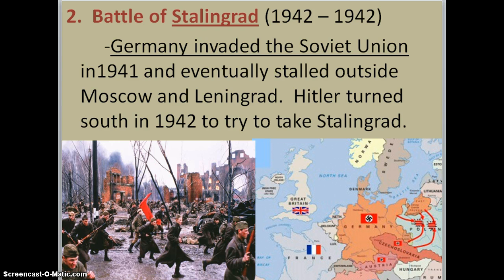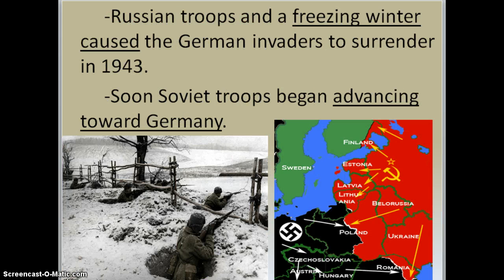Stalin ordered everyone to fight against the Germans, and they did. It took a long time, over a year, but they were finally able to defeat the German army. Russian troops in a freezing winter caused the German invaders to surrender in 1943. Soon, German troops began retreating towards Germany.